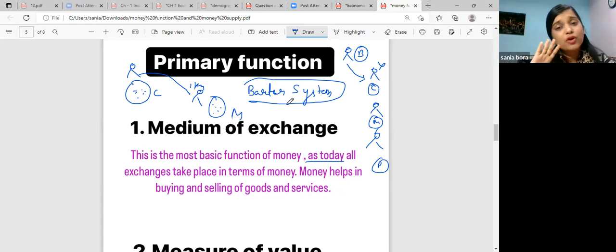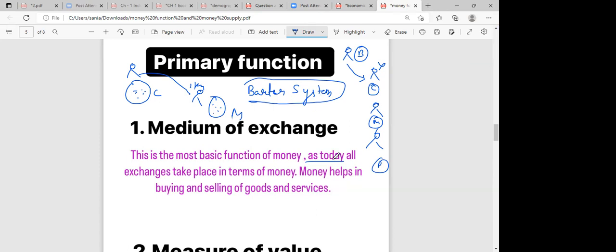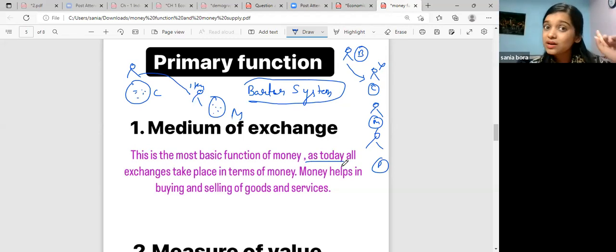But in today's time, if you have money, you can purchase anything, whether coconut, pineapple, or banana, from any shop, anywhere, right? But earlier you had to find a particular person who is ready to give his product in return for yours. Clear? Yes, ma'am. So that was the barter system. That's why I've written "today," because earlier there was a barter system, where goods were exchanged for goods.